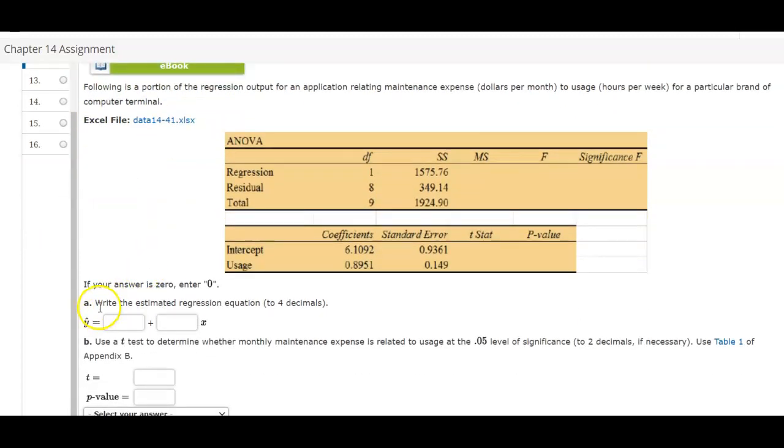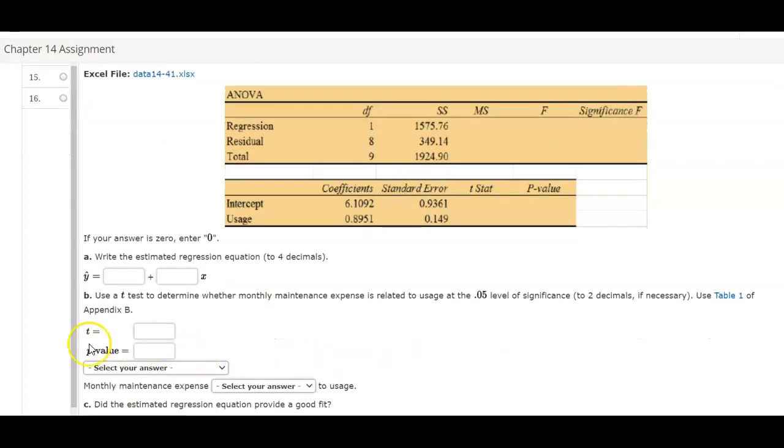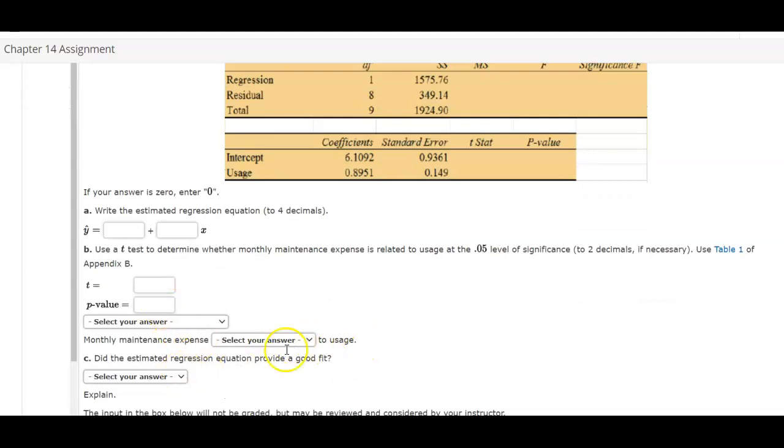We want the estimated regression equation. We also want to perform a t-test to determine whether or not there is a significant relationship, at a 0.05 level of significance, between the independent and the dependent variable. They're asking for a t-test where they want you to calculate the test statistic and the corresponding p-value based on that test statistic, and then answer 3 questions. So let's look at the output to start with.